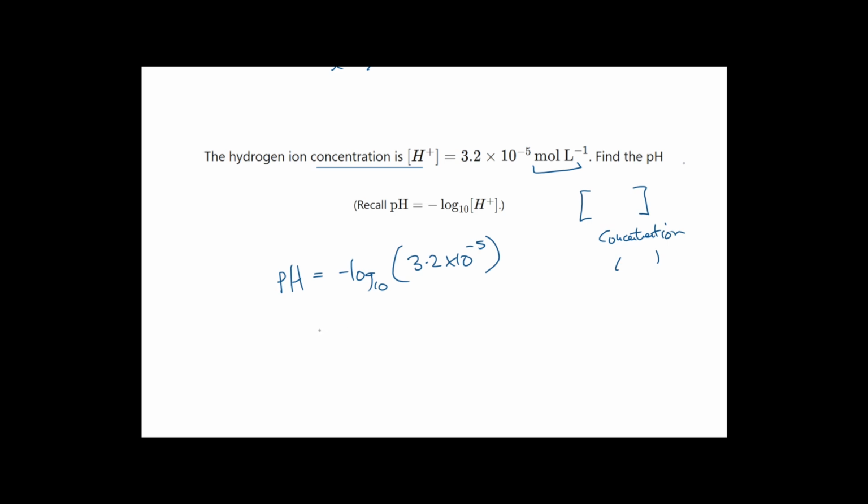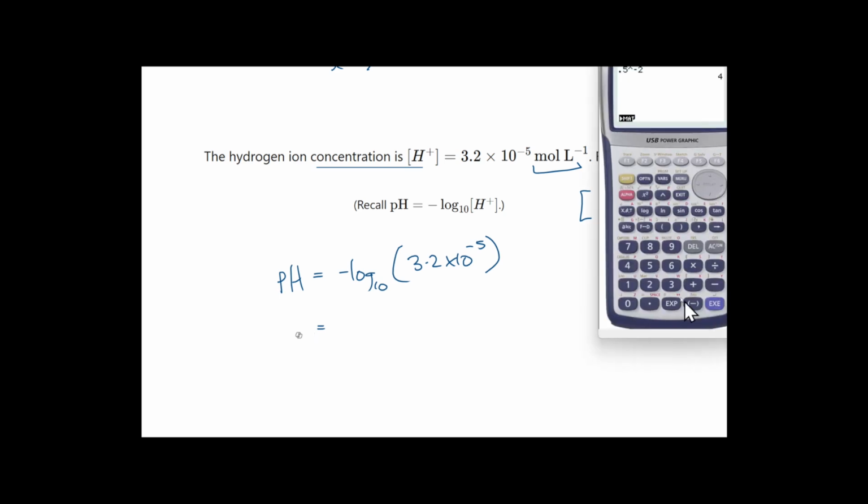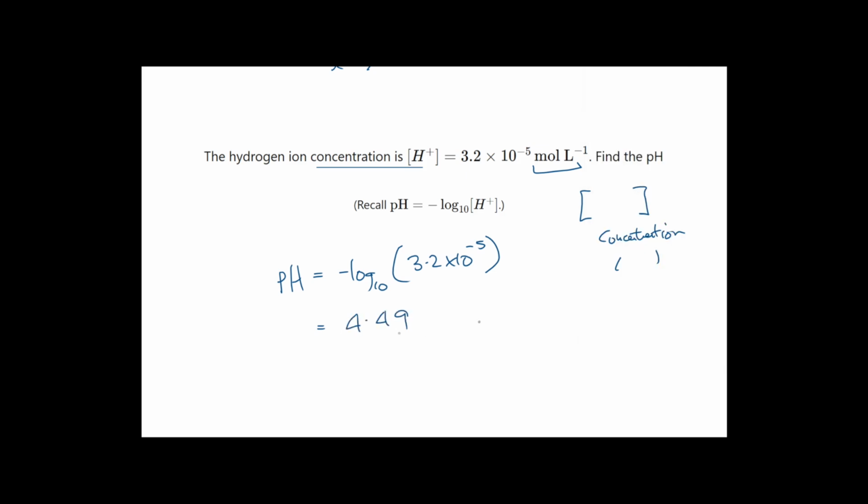So this is going to be just a matter of putting it in our calculator now, I guess. Let's clear that. So negative log, and it's already base 10, 3.2 to the power of negative 5, 4.49. 4.49, and you really want it at 3 significant figures, so we'll keep it like that.